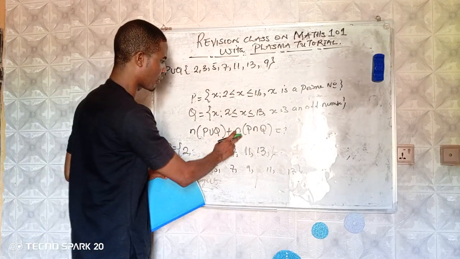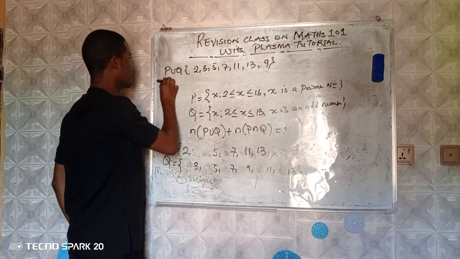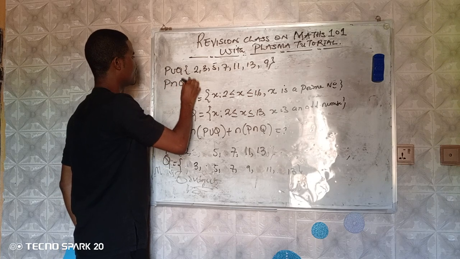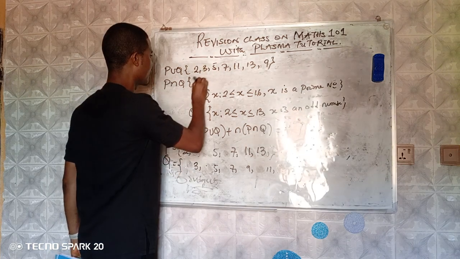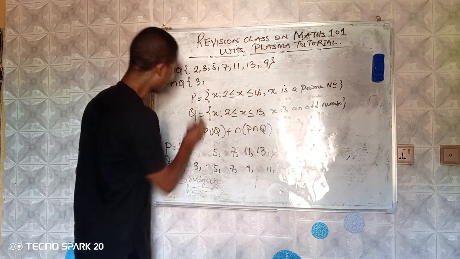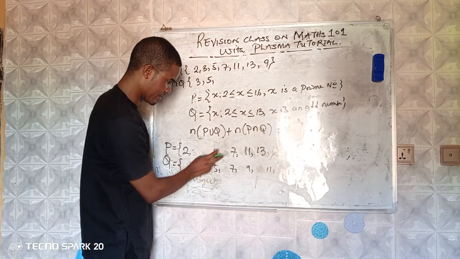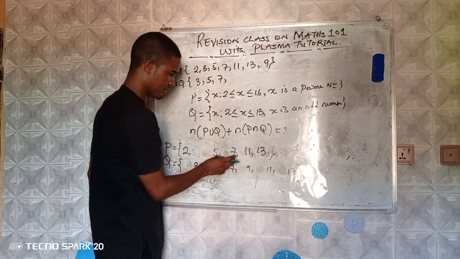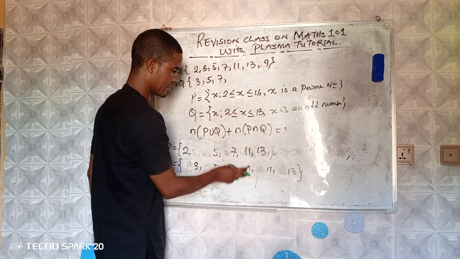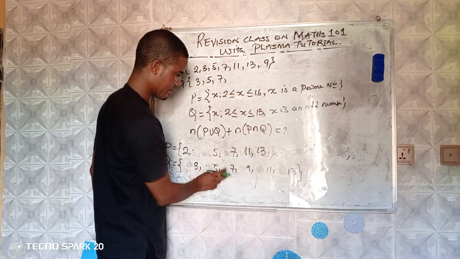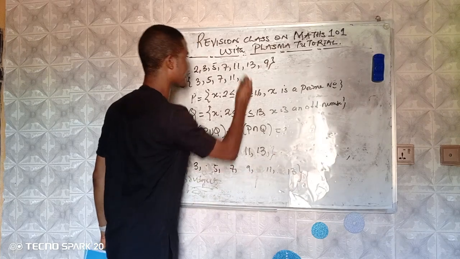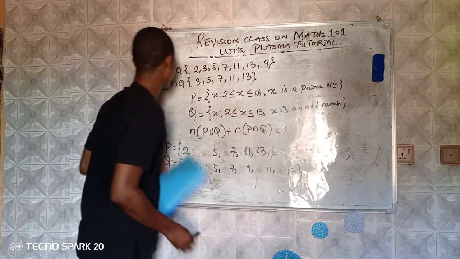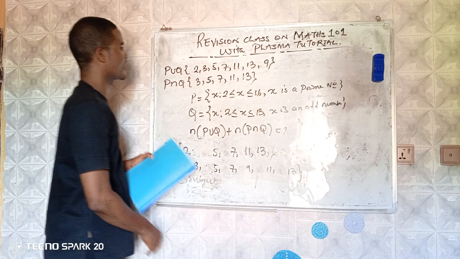Then the next one says we are going to look for P intersect Q. Elements that belong to this are also in both. 2 is here, 3 is not here, so 3 becomes the first member there. 5, 7, 11, 13. This becomes P intersect Q.